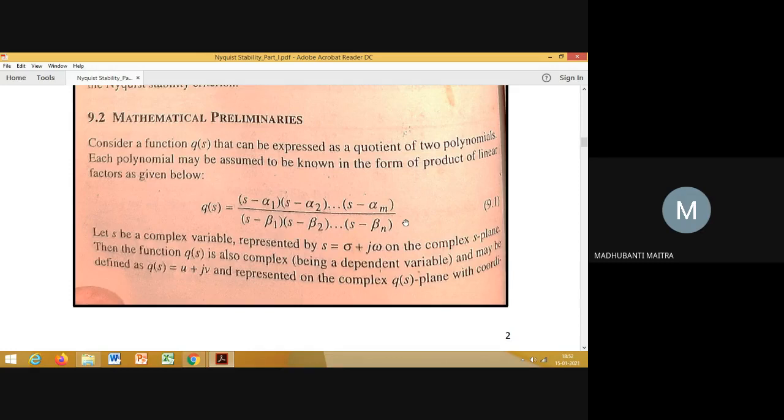Have you understood? Yes, ma'am. Now, a particular value of s0 can be mapped or plotted on the Q(s) plane given this function if a particular condition is satisfied. That means at that particular value s equal to s0, Q(s) has to be analytic. If Q(s) is not analytic at that point s equal to s0, then we won't be able to find out Q(s). Am I clear?